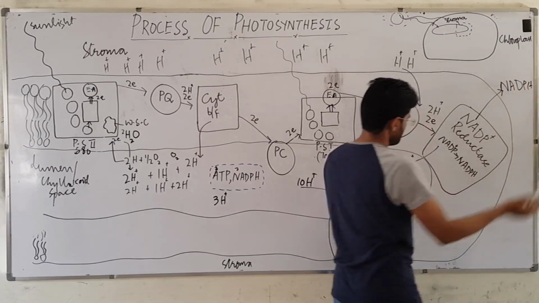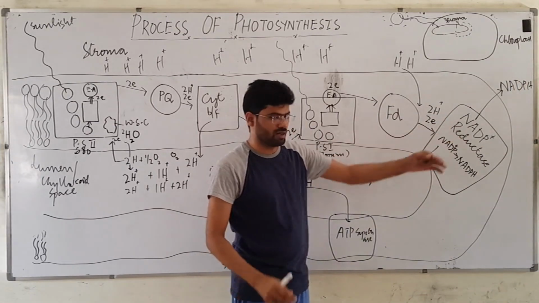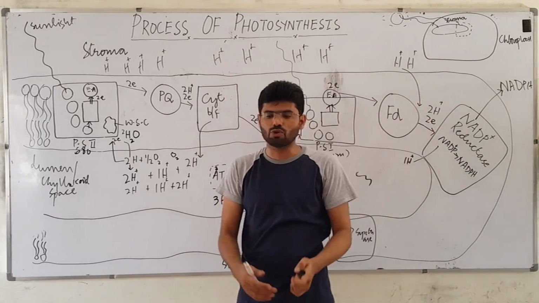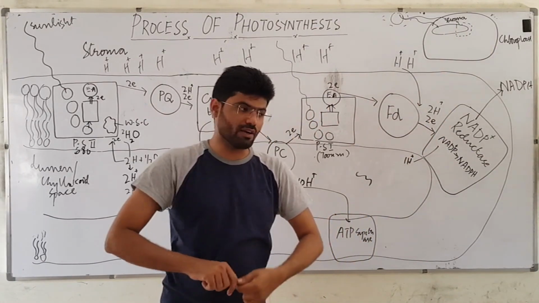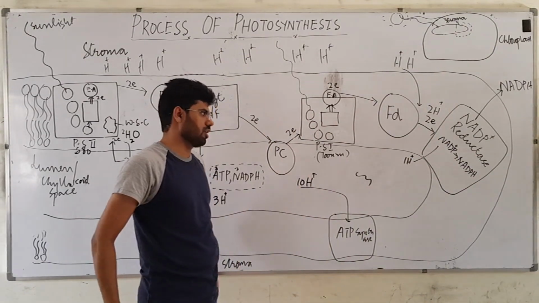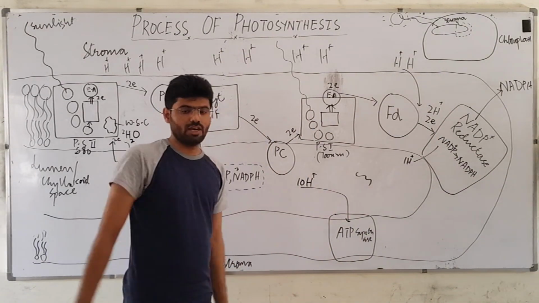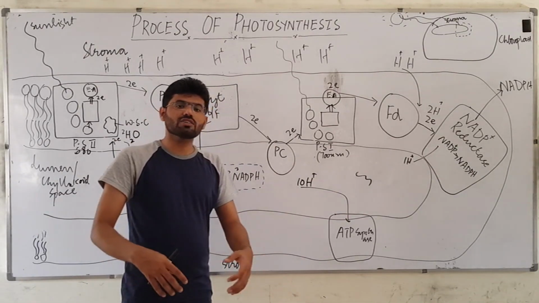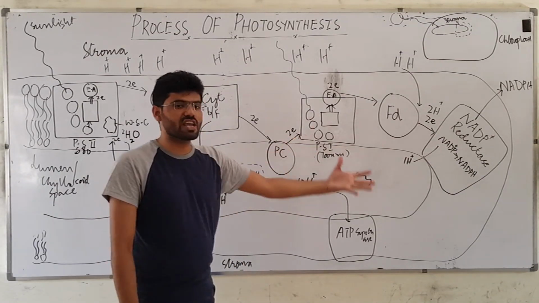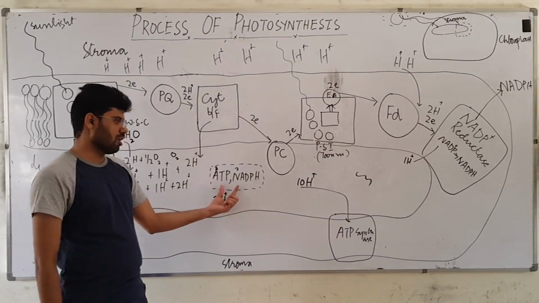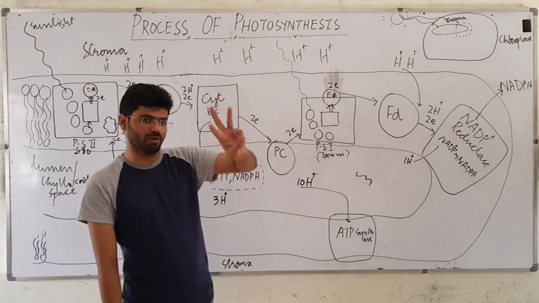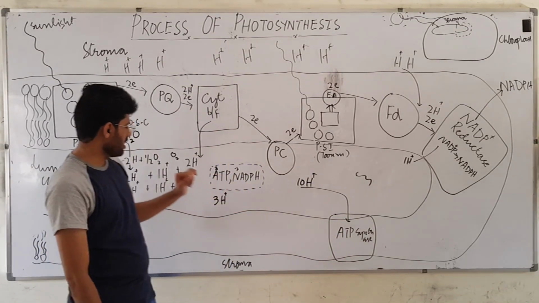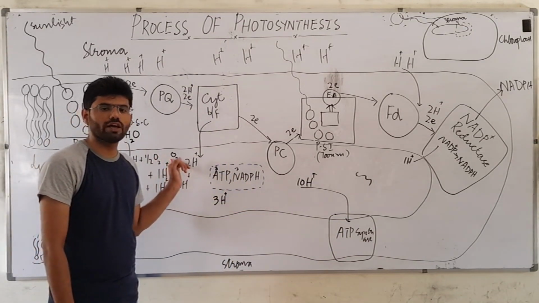NADPH is synthesized here and it goes out of the thylakoid and moves into the stroma, because in the stroma there will be another chemical reaction called the light independent reaction, or the dark reaction. The dark reaction does not require energy from sunlight, but it requires the light dependent reaction's products. There are three products of the light dependent reaction. One is ATP, another is NADPH, and the third is molecular oxygen.